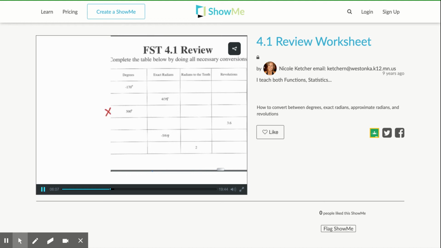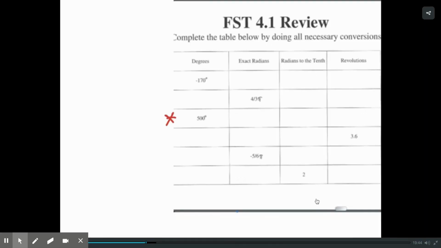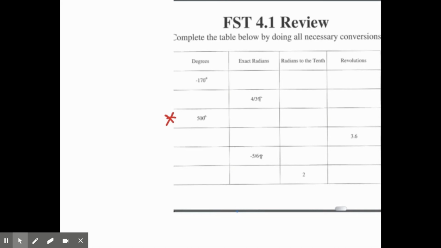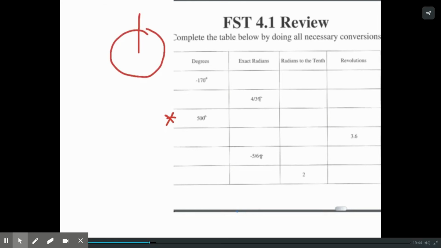We're dealing with 500 degrees. We want to get exact radians for that. I want to show you another method on how you can do this. This is a shortcut to find your exact radians. But let me explain it this way.